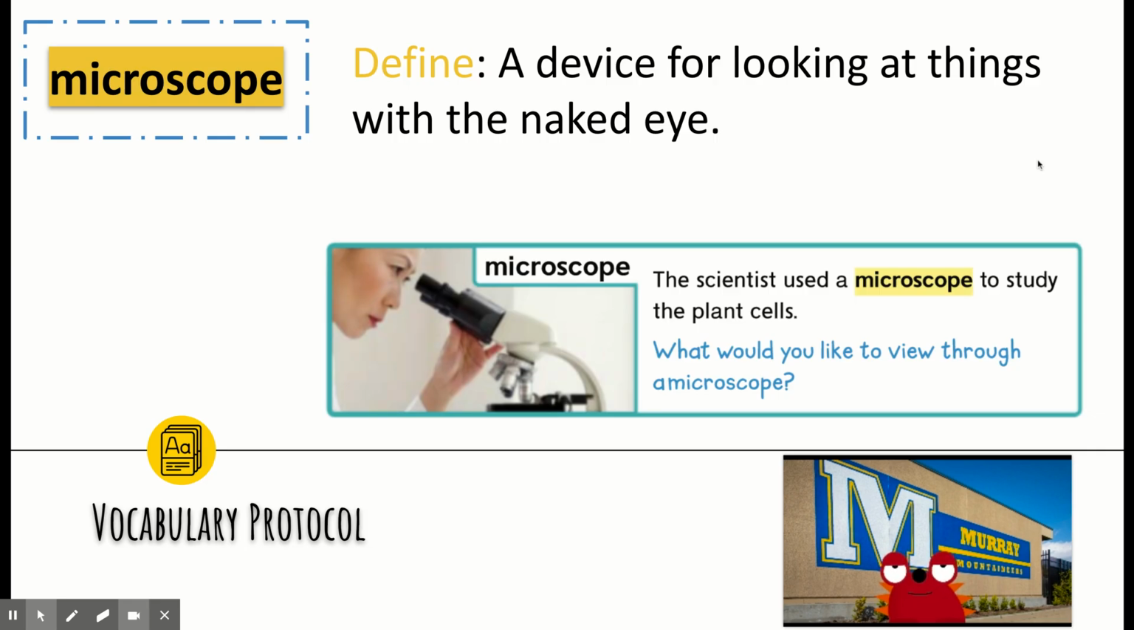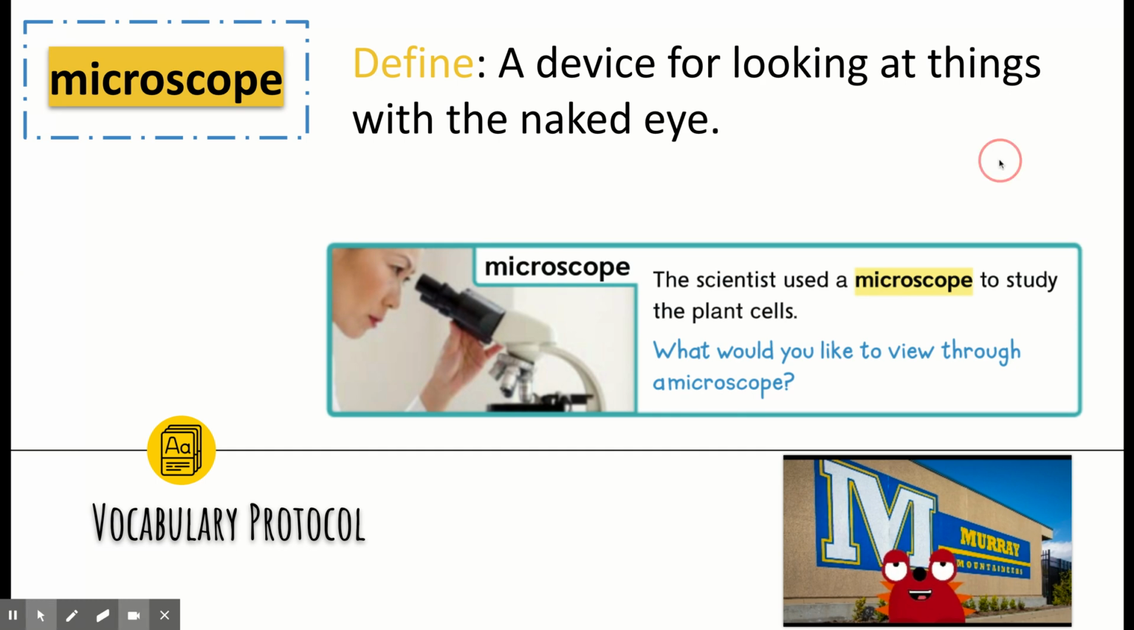Our next word is microscope. And a microscope is a device. Device just means equipment or maybe a machine. So a microscope is a device for looking at things too small to see with the naked eye. And that expression, naked eye, just means your eye doesn't have anything to help it out. No glasses, no binoculars, no microscope. So you would have to use the microscope because you can't see it with your eye. You need some kind of machine or equipment to look at things. And the example sentence: the scientist used a microscope to study the plant cells.